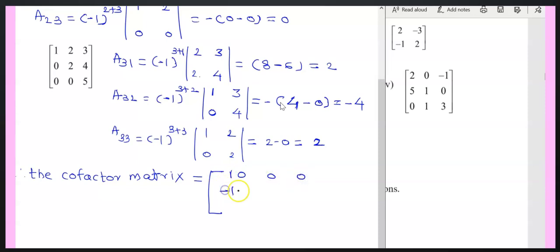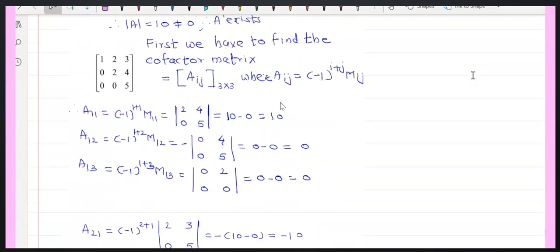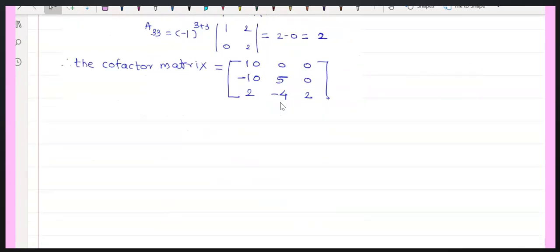Ten, 0, 0, minus 10, 5, 0, 2, minus 4, 2. Now it's adjoint. Adjoint of A is equal to 10, minus 10, 2. Next is 0, 5, minus 4, 0, 0, 2.